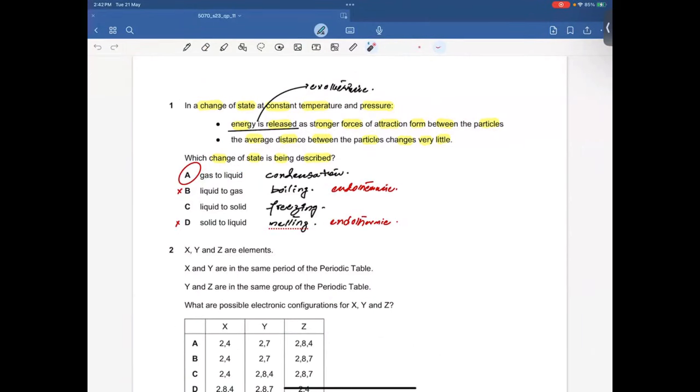I'm a little bit confused between A and C. A stronger force of attraction forms between the particles. So a stronger force of attraction exists between the solid particles because solid particles are closely packed together. So in this context, C would be the right answer. But why not A? The average distance between the particles changes very little from irregular to highly ordered. So I think I should go for C, because of these strong statements.